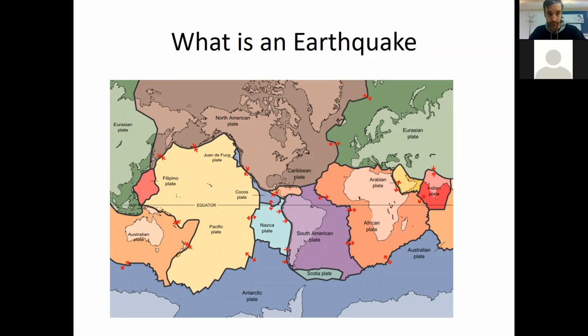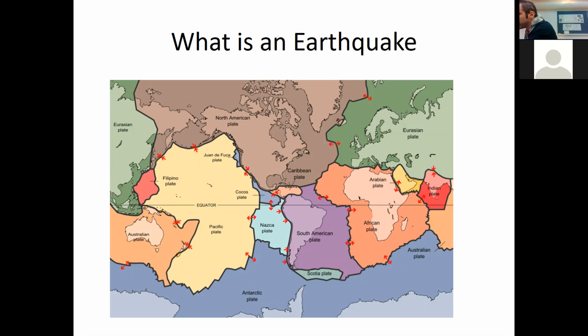So the Earth's crust, the outer part where the continents and the ocean floors are, is composed of a number of plates that are independent and broken apart from each other, as you can see on this map. And as the red arrows indicate, the plates are not static; they are moving relative to each other.